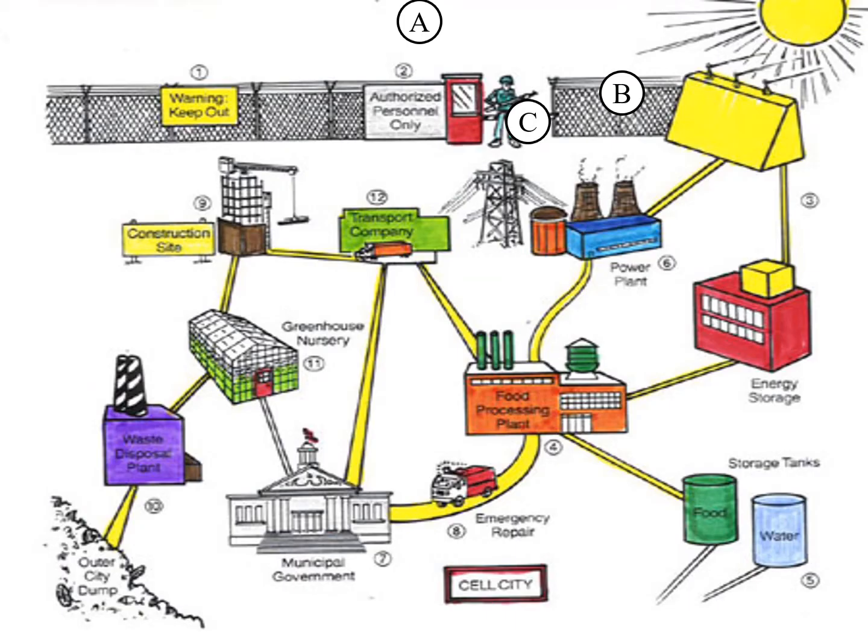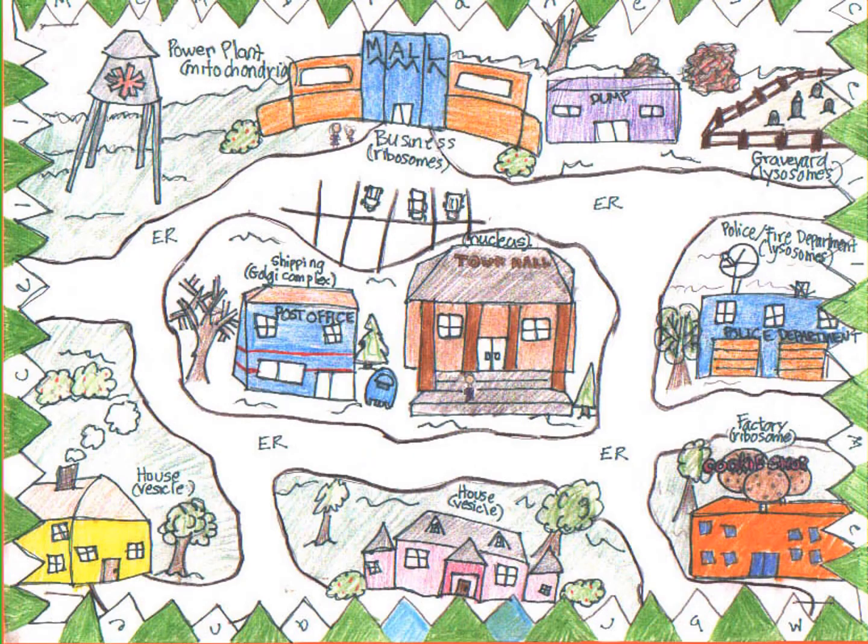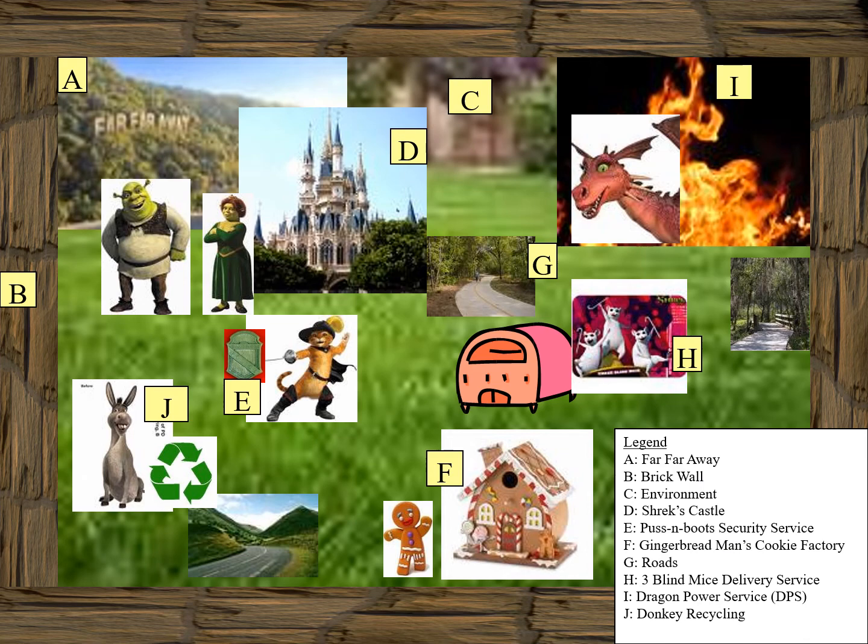Here's one example of a student's cell city. You can see all of the different parts of the city, and it is numbered, so when you look at the legend, you can see what organelle is to what part of the city. Here is another cell city map. And here is a very unique map. This is a Shrek-inspired cell city. And here you can see the legend and the letters that go to the different organelles or city parts.